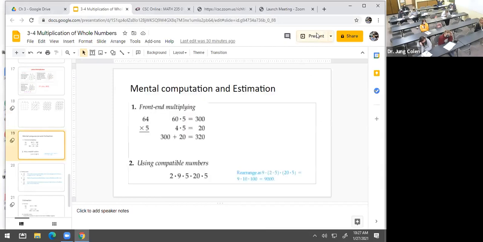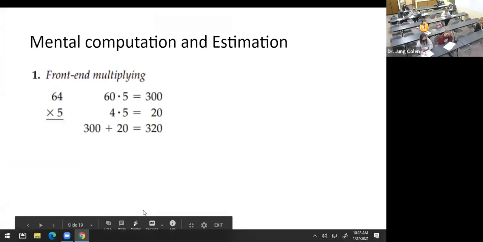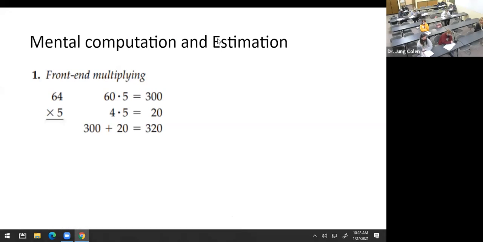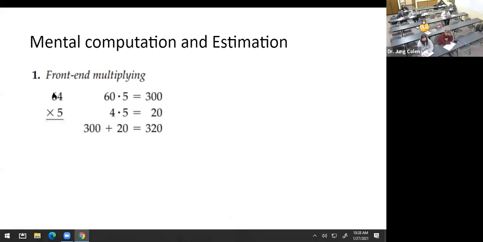Okay, now let's move to the mental computation. We did this in addition and subtraction too, right? So again, you don't have to remember the name, but just know there are different ways of estimating and mentally computing the multiplication. So front-end multiplying is you multiply the front first. So 6 is 60, right? So 60 times 5, and you can add that by 4 times 5. Okay, so that's the same as we are doing as partial product, right?